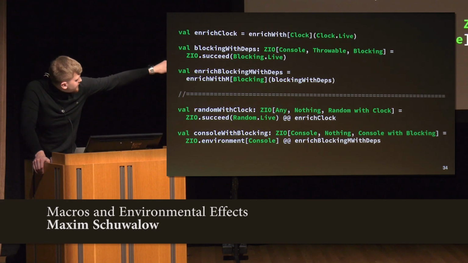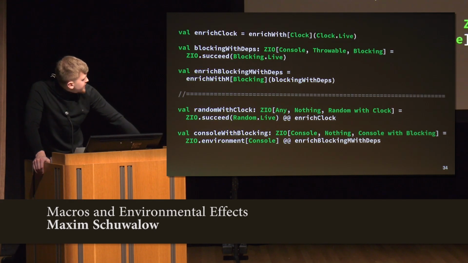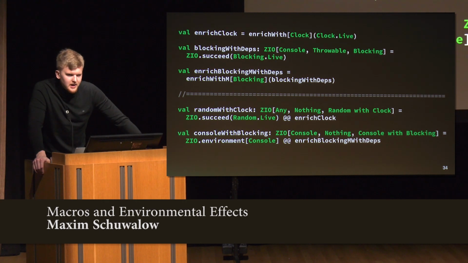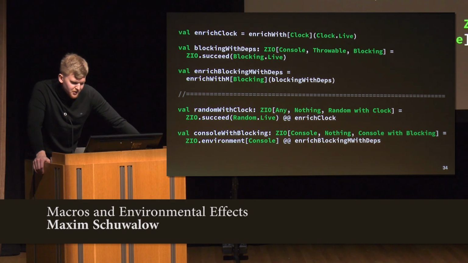If you look into random with clock, or console with blocking, the idea is now we can just create a random instance and enrich it using a clock instance, and we get a random with clock. And the same works if we have dependencies on our effect that constructs this environment, as in the enriched blocking with dependencies example.